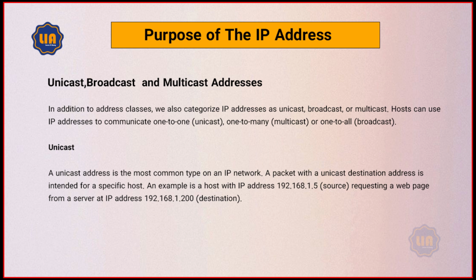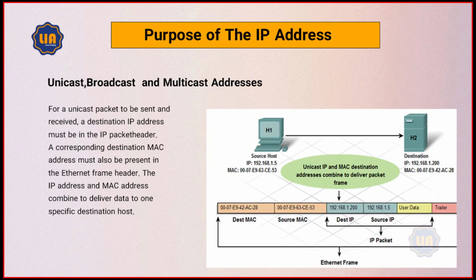An example is a host with IP address 192.168.1.5, source, requesting a web page from a server at IP address 192.168.1.200, destination. For a unicast packet to be sent and received, a destination IP address must be in the IP packet header. A corresponding destination MAC address must also be present in the Ethernet frame header. The IP address and MAC address combine to deliver data to one specific destination host.